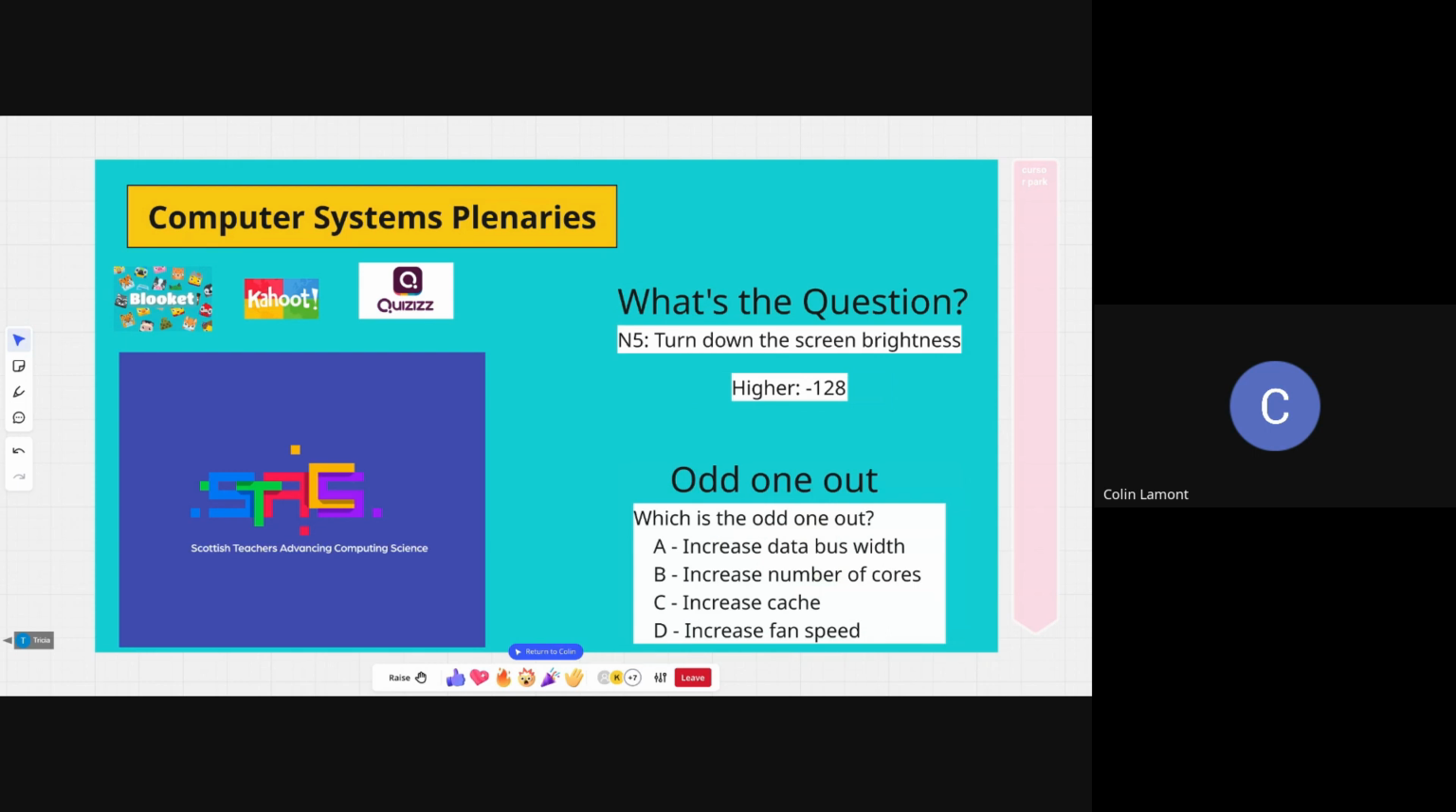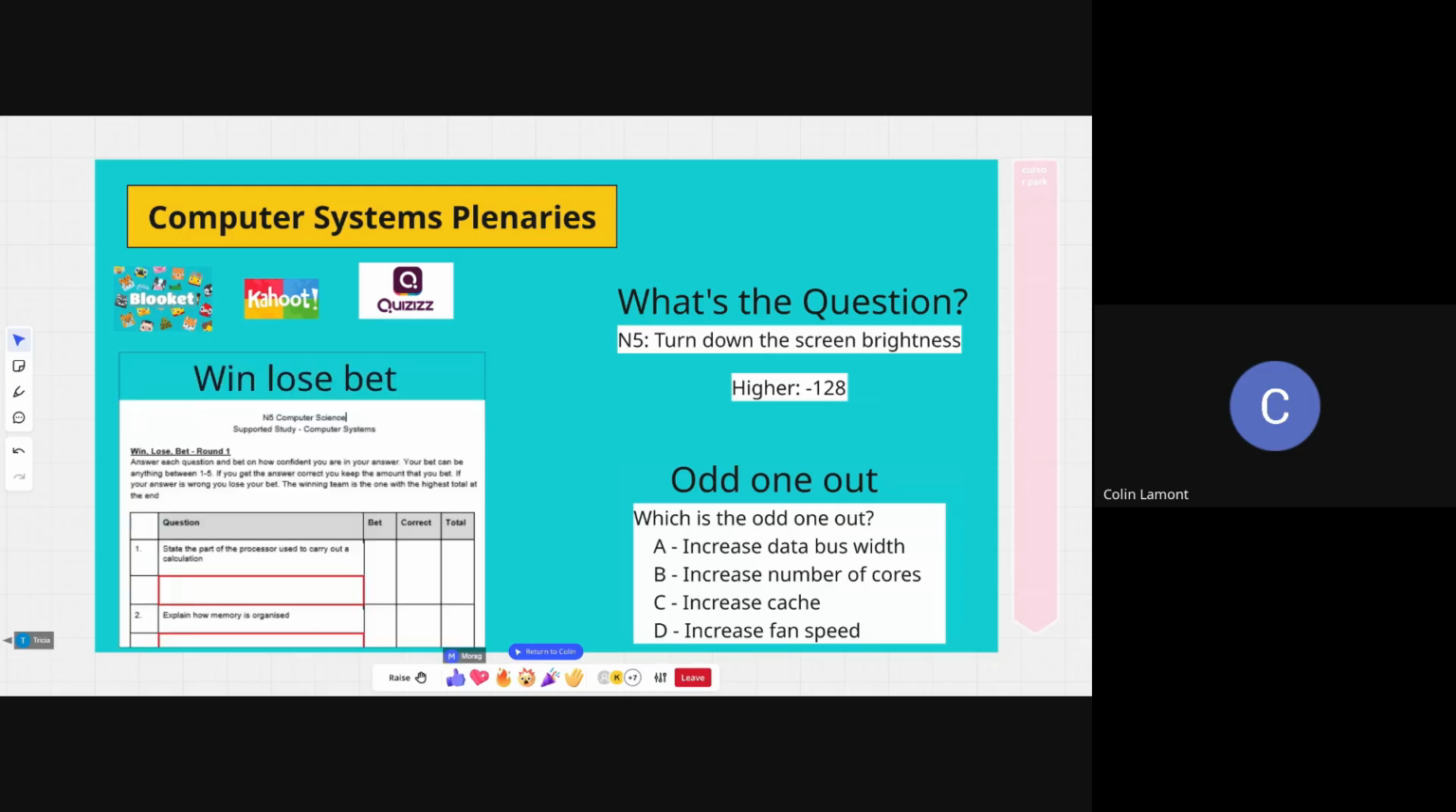If you've got a class that likes a bit of competition, then why not try something like win, lose, bet? You can either set the questions or ask pupils to come up with questions for each other. And basically how it works is each question is worth 5 points. A team can bet a number of points depending on their level of confidence answering the question. If they get the question correct, they keep the points that they bet. And if they're wrong, they lose those points. And the winning team is the team with the highest total points or bets at the end.